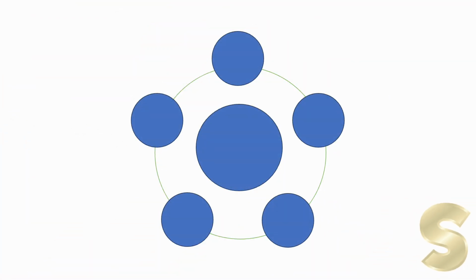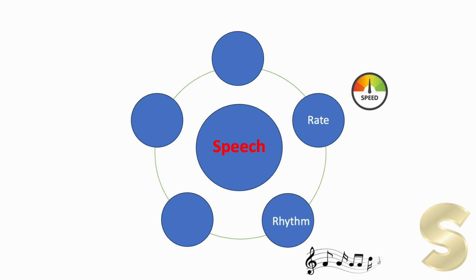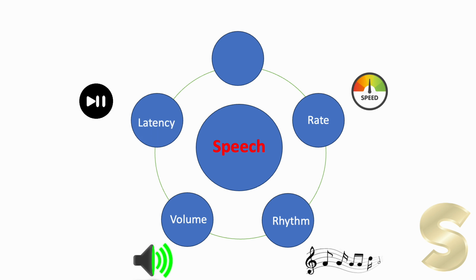The next step is about speech. Speech is commonly specified into rate or speed of the speech, rhythm or tone of the voice, volume or loudness, latency or level of spontaneity of the speech. Speech assessment also includes assessment for fluency, which can be affected by various neurological conditions.